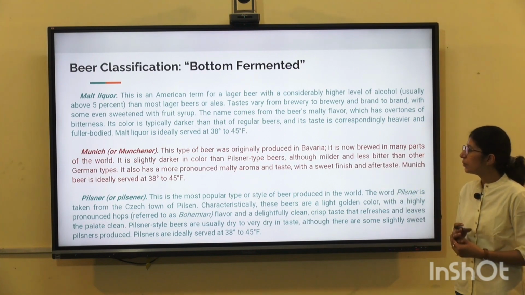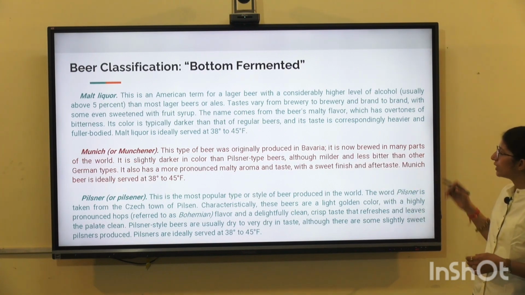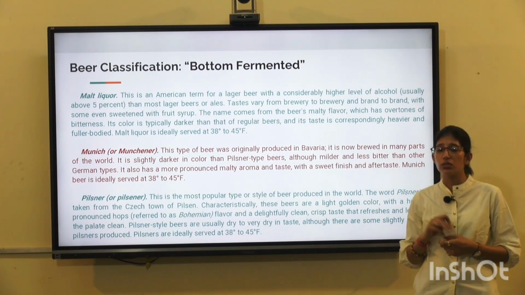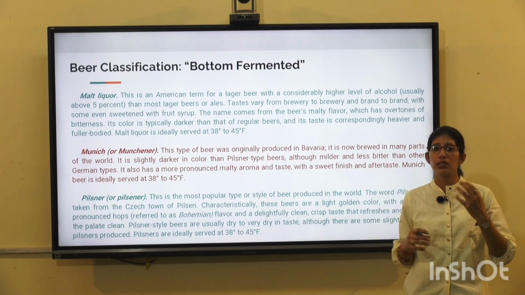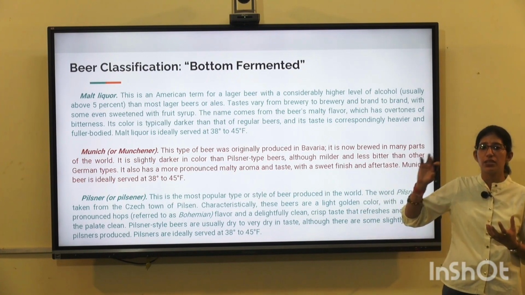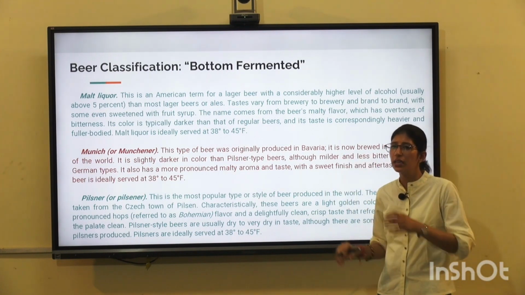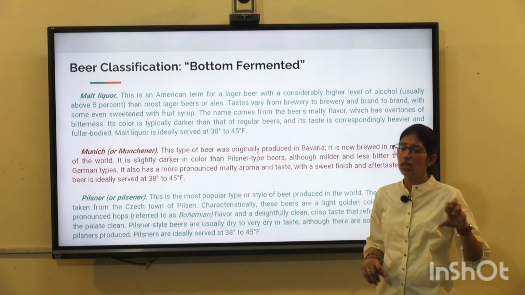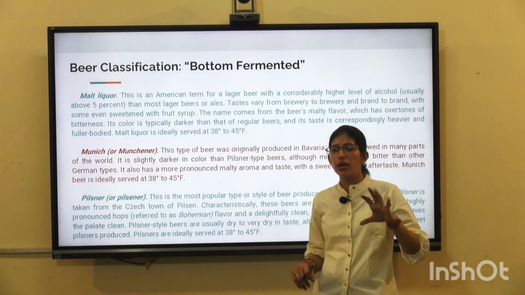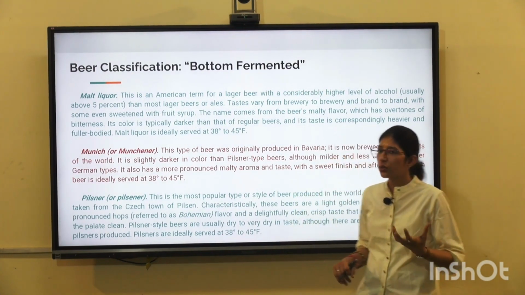darker than the Pilsner type beers and milder and less bitter in taste as compared to German beers. So again, we have a comparison of German beers and US beers. German beers are heavier, stronger, with a fuller body, while on the opposite end, US beers have less body and a less colored tone.